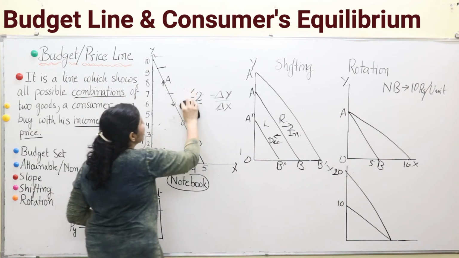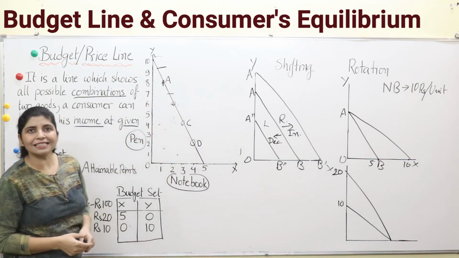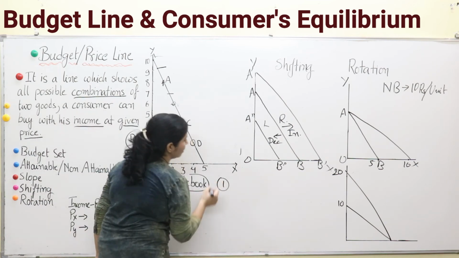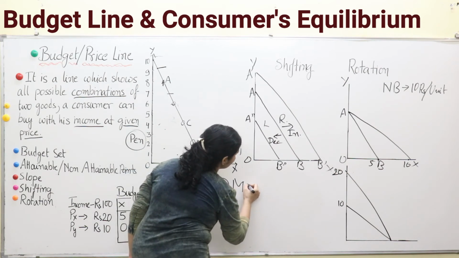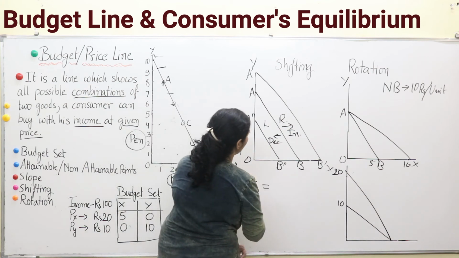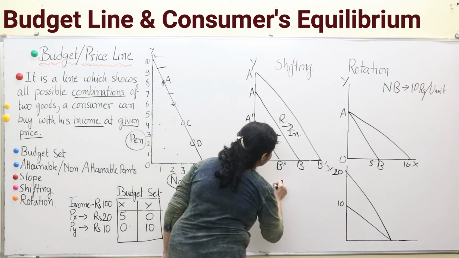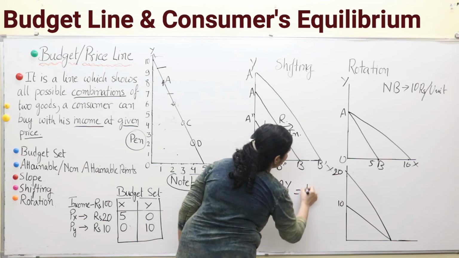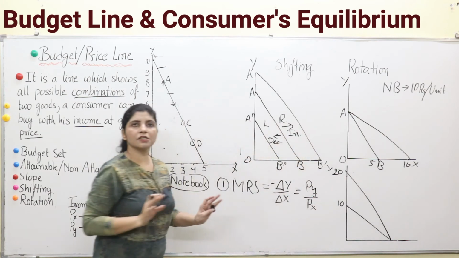Now we can discuss the equilibrium of the consumer with the help of the price line. What is the condition of equilibrium of the consumer when the price line and the indifference curve are given? There are two conditions. Number one is that the marginal rate of substitution, MRS, should be equal to the slope of the price line. And what was the slope of the price line? That is the ratio of the prices of the two commodities, delta Y by delta X, or it should be equal to Px by Py. This is very simple now.